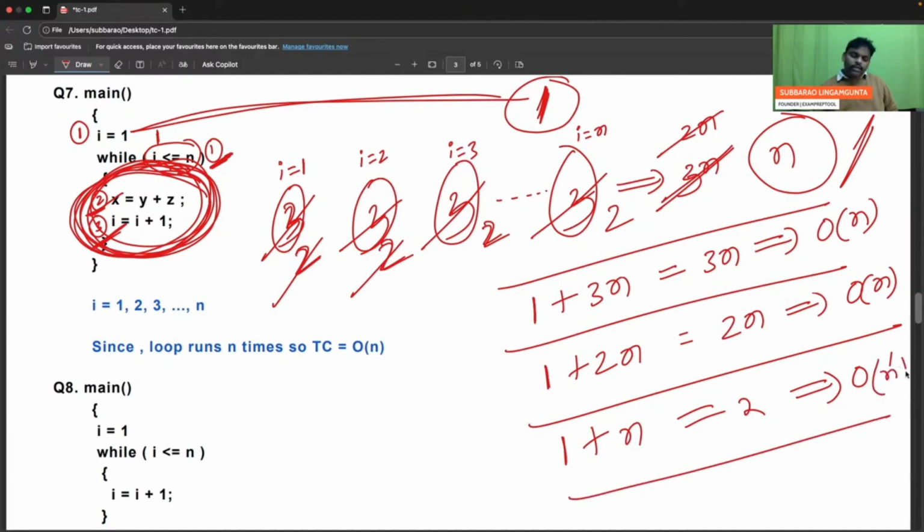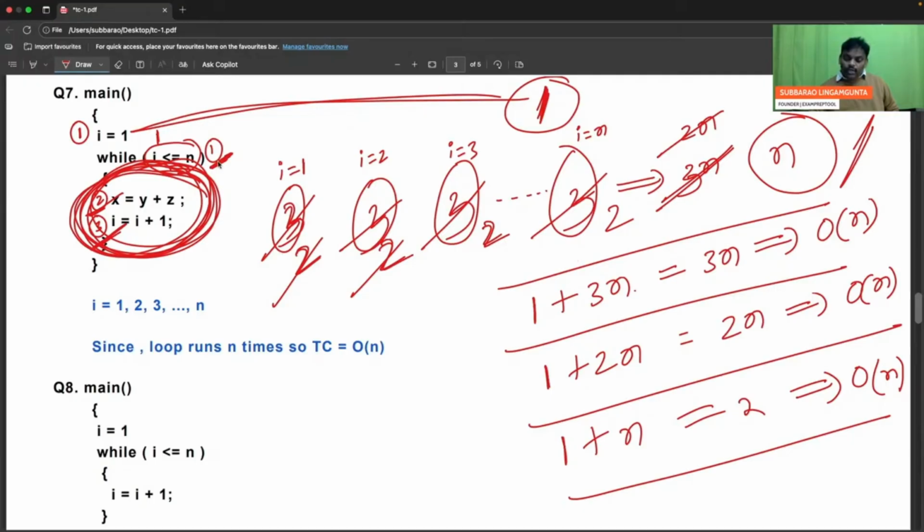First statement is one time. Second statement is n times. So time complexity is big O of n. Suppose the first statement is one time and the second statement is every time 2, so finally 2n. 1 plus 2n is about 2n, which can be written as order of n.